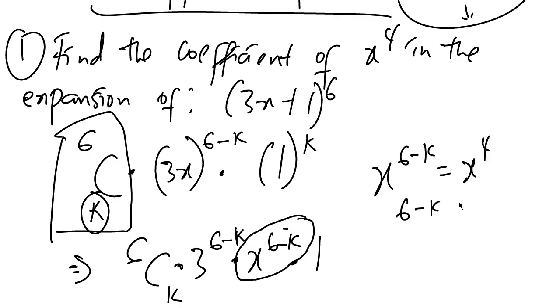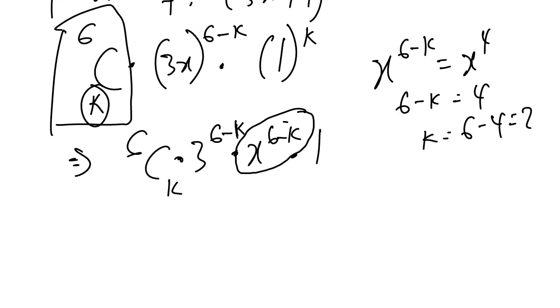If 6 minus k is equal to 4, what is k? It's simply 6 minus 4, which is 2. All these things are what I'm explaining now. If it's an exam, you don't waste time. So you've gotten k as 2, so you simply go back and write 6 combination 2, 3x to the power 6 minus 2.